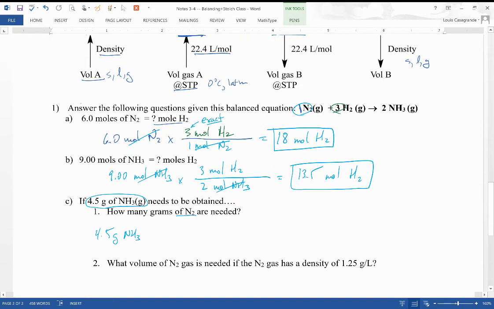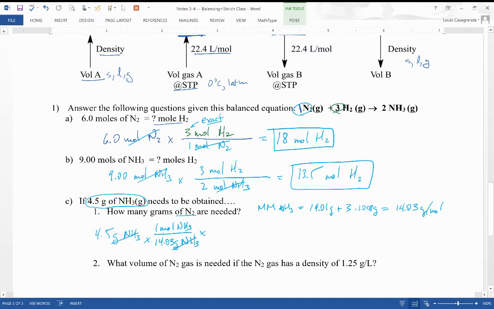So grams of ammonia, we need the molar mass of ammonia. I'll spot you, but you should always follow. You know what? Let's just calculate the molar mass of ammonia. We got 14.01 grams plus 3 times 1.008 grams. So we got 14.03 grams of ammonia per mole, grams per mole. So we're going to multiply by 1 mole of ammonia over 14.03 grams of ammonia. So the grams of ammonia cancel out.